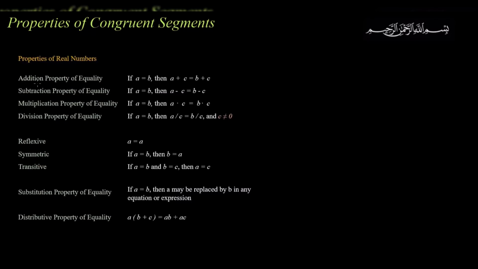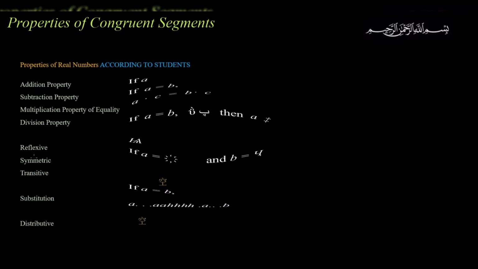If I were to ask, what's the addition property of equality for numbers? This would be: if A equals B, then A plus C equals B plus C. Now, these are pretty intuitive, right? But if I ask students to relate all these properties of equality for real numbers, I don't get something like this. Rather, I get something like this. So this is a property of the real numbers according to students. They can't articulate it, although they intuitively understand it.